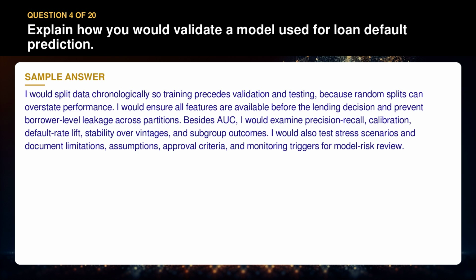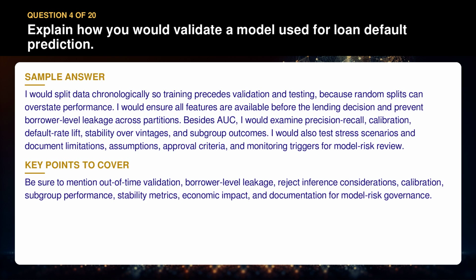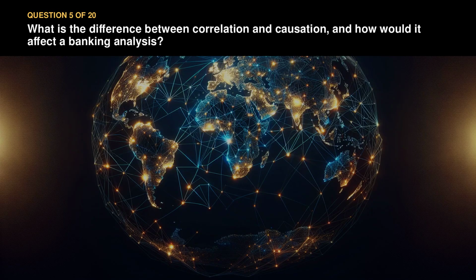I would also test stress scenarios and document limitations, assumptions, approval criteria, and monitoring triggers for model risk review. Be sure to mention out-of-time validation, borrower-level leakage, reject inference considerations, calibration, subgroup performance, stability metrics, economic impact, and documentation for model risk governance.